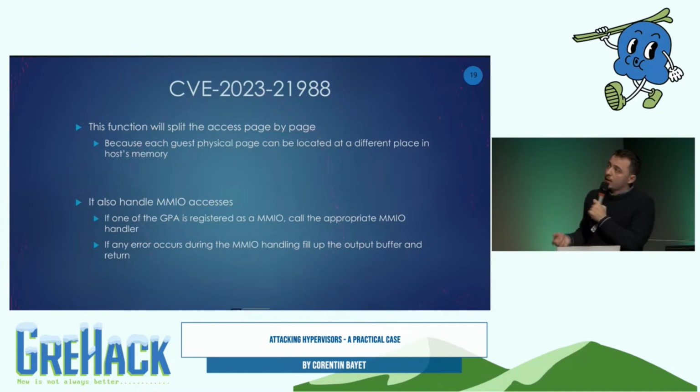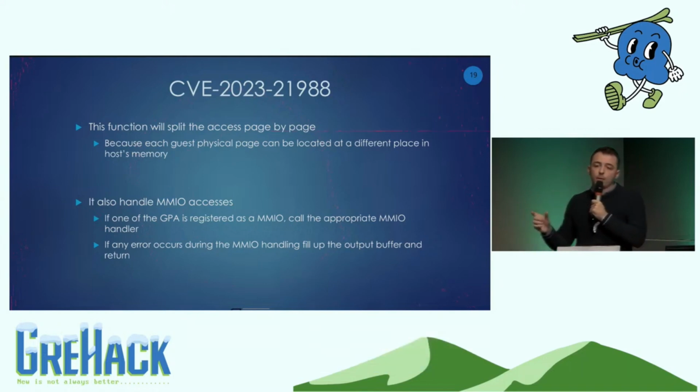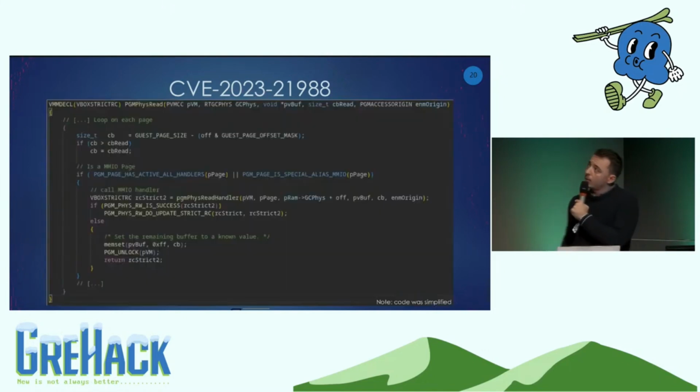And the second thing is that you have to handle the MMIO accesses, because one GPA range, one physical memory range, can be registered as an MMIO, so a specific memory range. So you just can't read memory there. You have to call the appropriate MMIO handler to handle this part. So this is exactly what this function does. So this is an excerpt of the PGMPhysRead function. I simplified it a lot.